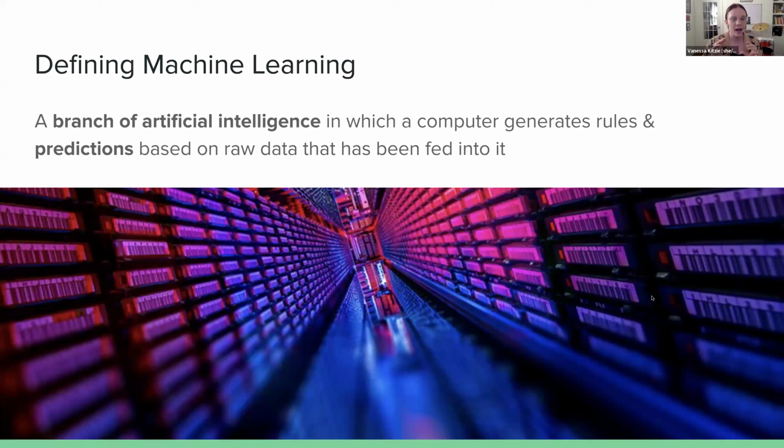So AI, and specifically the type of AI that ChatGPT uses, is machine learning. And so all machine learning is AI, but not all AI is machine learning. So machine learning is kind of a subgroup of artificial intelligence, and it's one that ChatGPT uses. And specifically, it's a branch of artificial intelligence in which a computer generates rules and predictions based on raw data that's been fed into it. And so what that means is that over time, a machine is able to learn how to identify and predict patterns and pattern recognition.